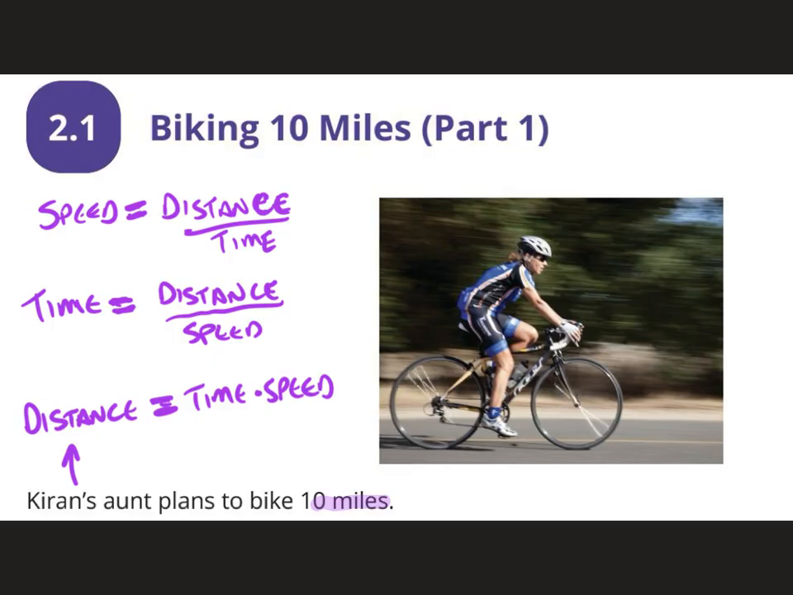Another way to look at this is to put it in a circle or a triangle. So distance is speed times time, where this is multiply. And whenever you see a horizontal line between two numbers or two variables, or a variable and a number, this always means divide. Okay, so now that we got this down, now we can start to look at this problem.